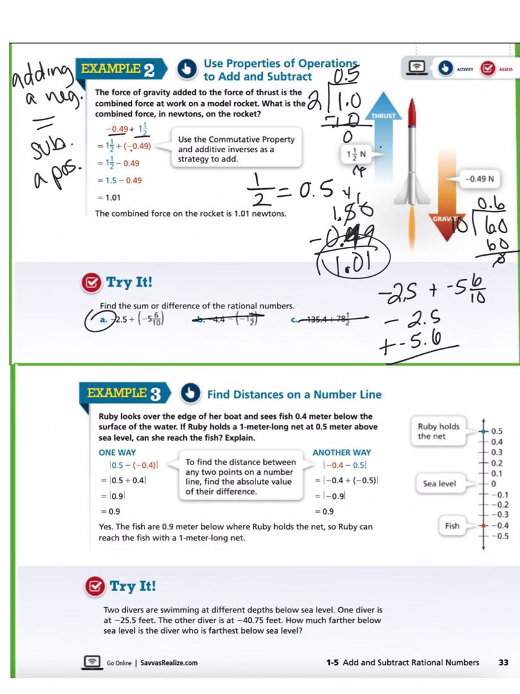So now we're going to say 5 plus 6 is 11. Bring your extra 10 over here. Well, it's 11, but you bring your 1 over here. 5 plus 2 is 7 plus 1 is 8. So now we have negative 8.1 is your answer.